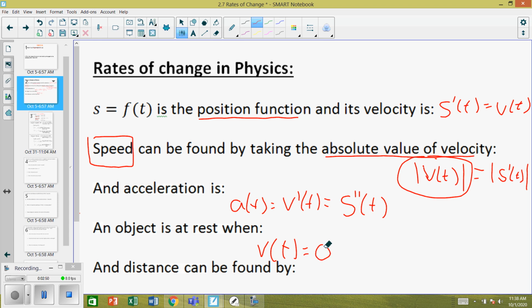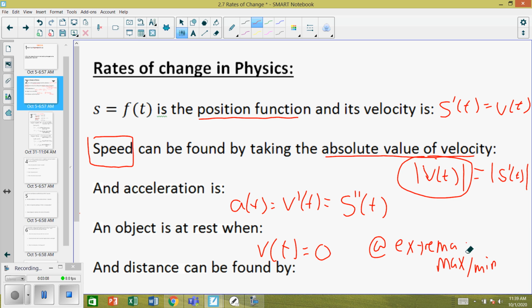We also know that an object is at rest only when v of t is equal to 0. That has nothing to do with acceleration. When our velocity is 0, or when our rate of change is 0, we're technically at rest. Most of the time, this happens at extrema, like maxes and mins.